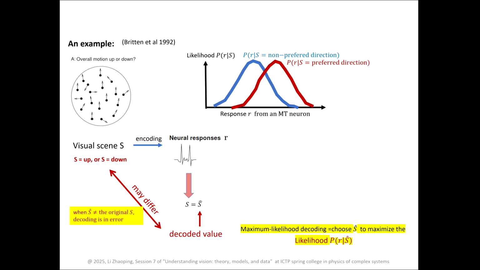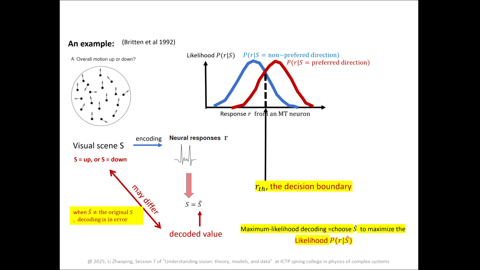The maximum likelihood decoding is to choose the S hat value to maximize the likelihood that a response value R is observed. With this R as an example, this is the likelihood that this response R occurs if the visual motion is in the preferred motion direction. And this is the likelihood that this response R occurs if the motion is in the other direction. So the likelihood is higher for the preferred motion direction to give this decision.